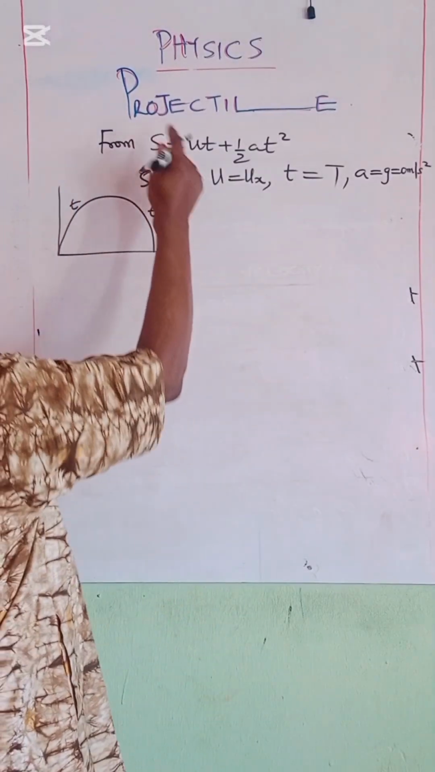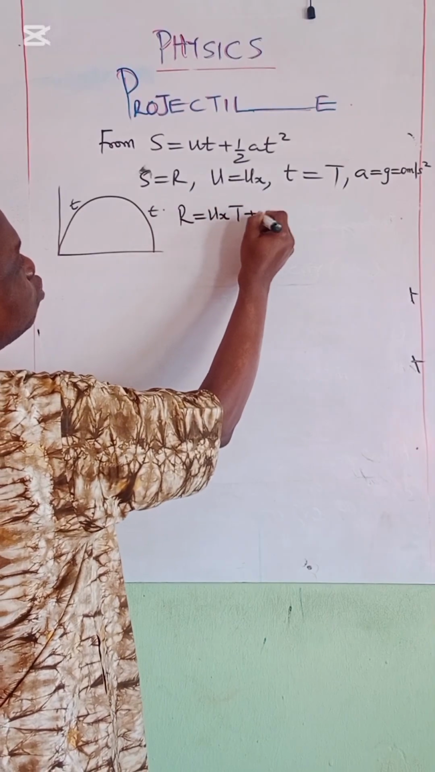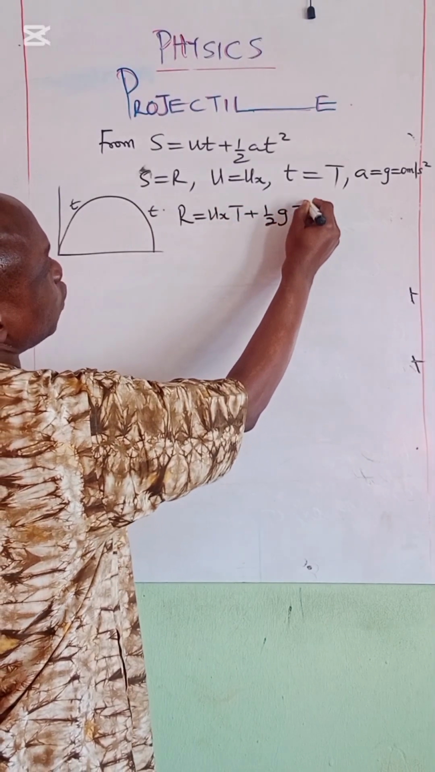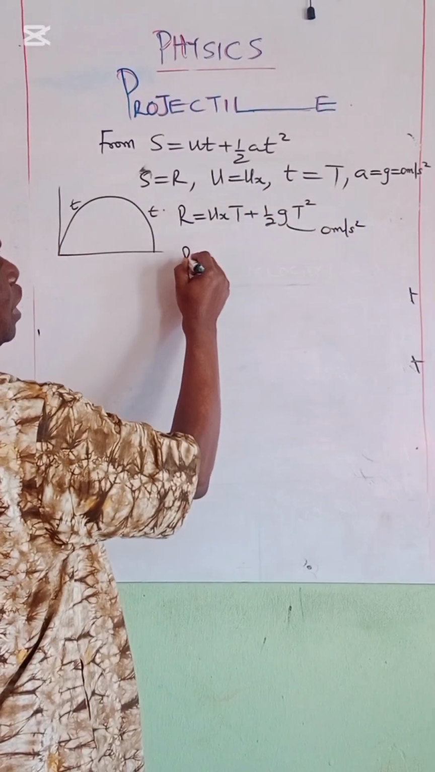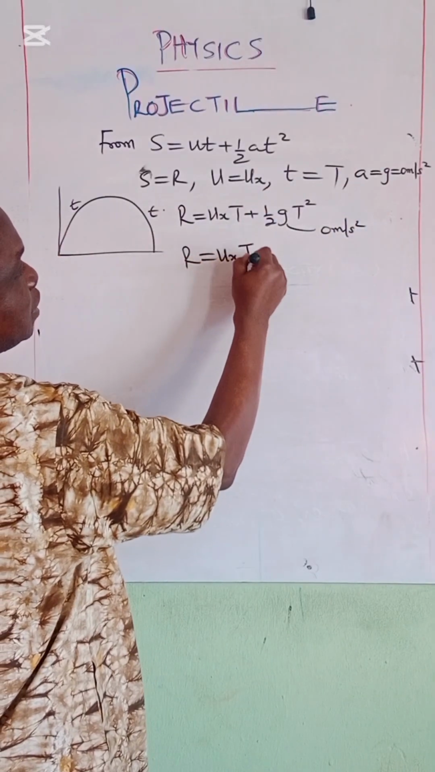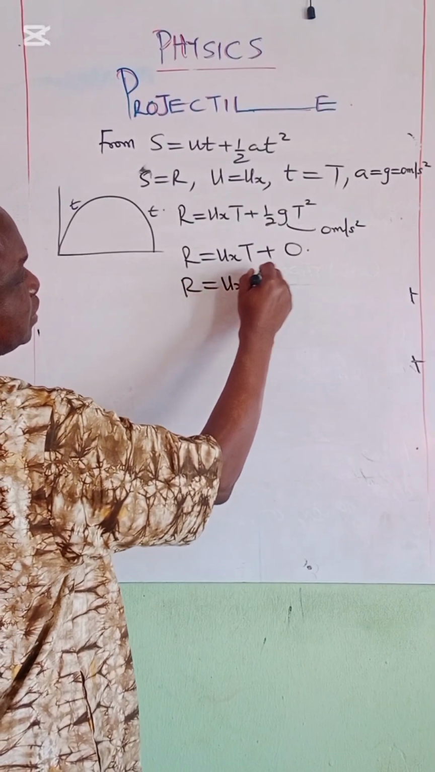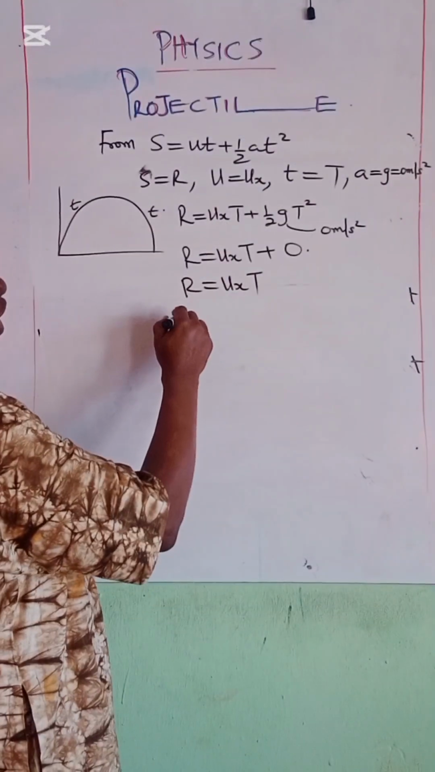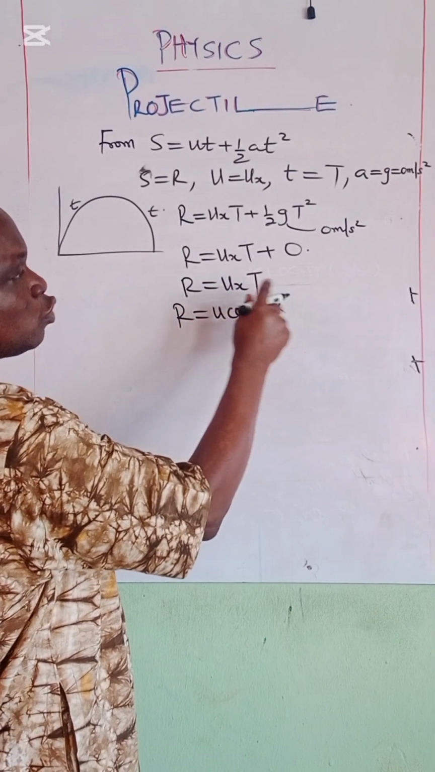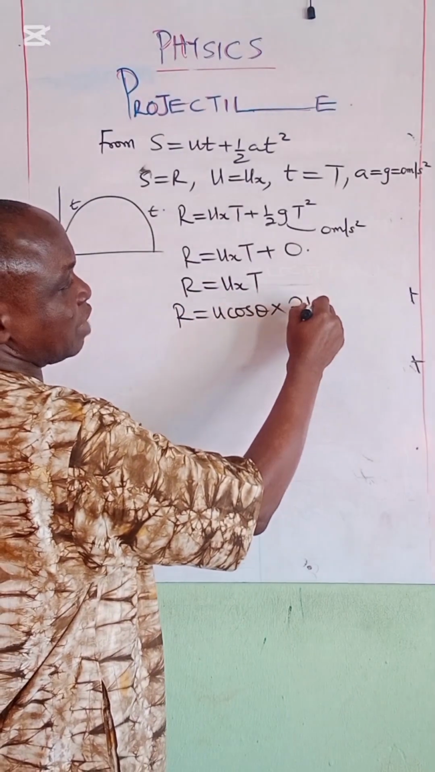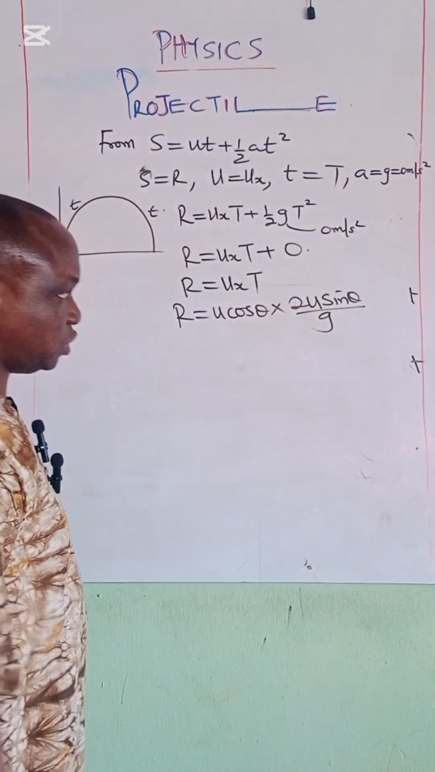So for that reason, let's come back. R will now be UXT plus half GT squared. But this one is 0 meter per second squared. We have said it. R will now be UXT, then plus everything will be 0. So R will now be UXT. Then recall that our UX we have derived is U cos theta, and the total time of flight we derived to be 2U sin theta all over G.